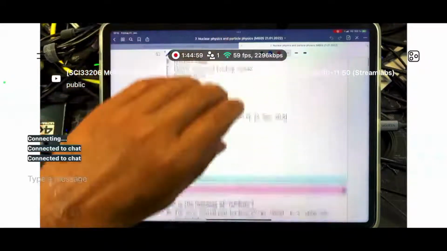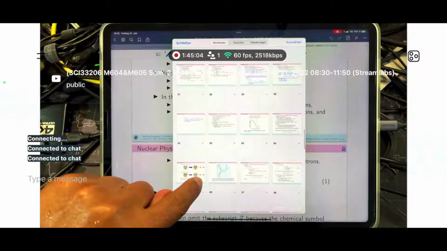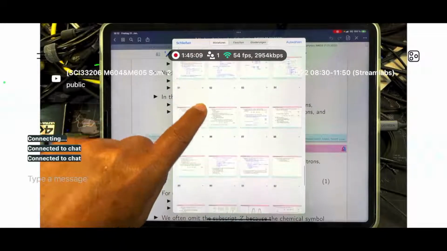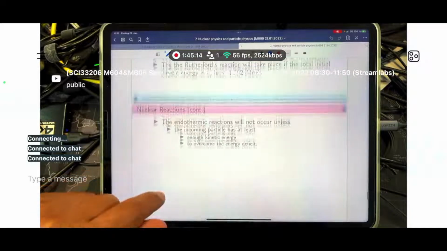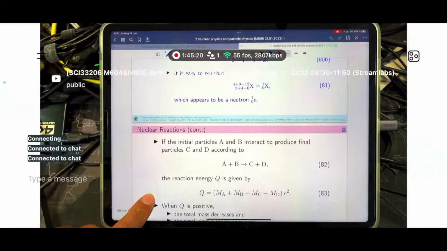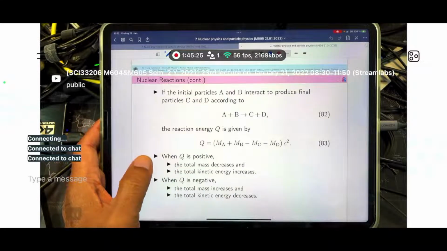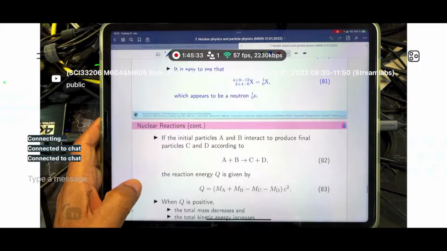For M605, we finished the carbon dating, right? And we will start the nuclear reactions. We arrive at the problem of nuclear reaction energy, right? Nuclear reaction energy. Okay, let's continue our story.